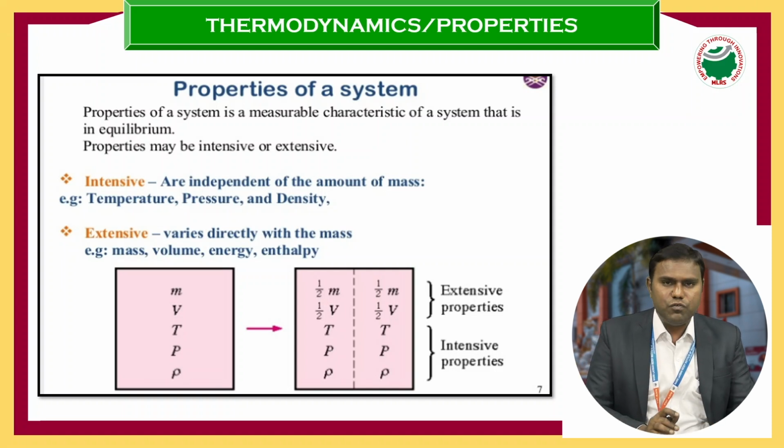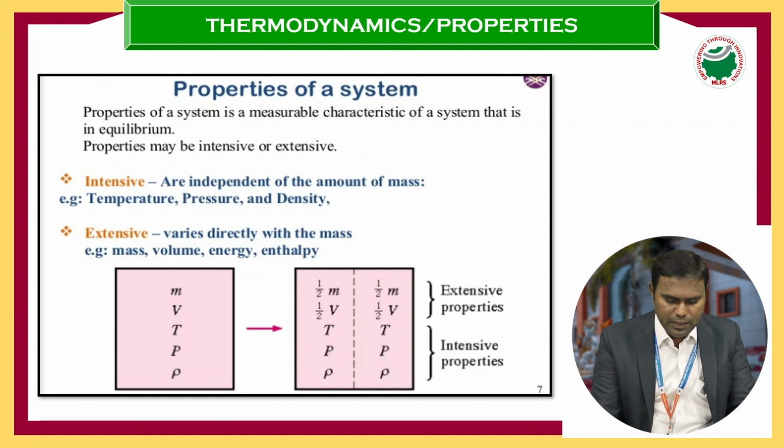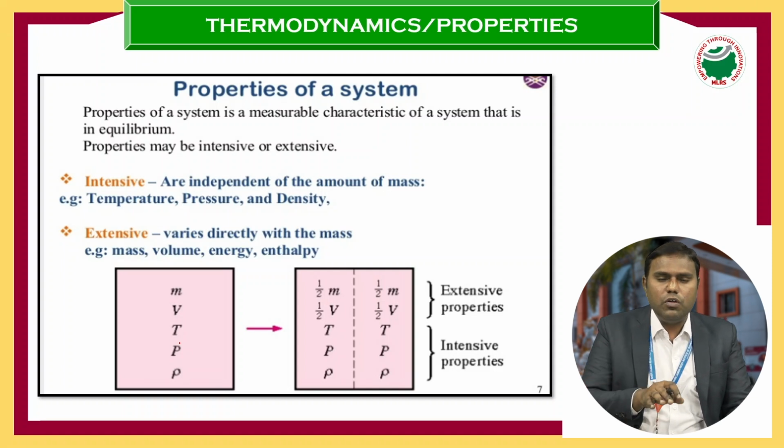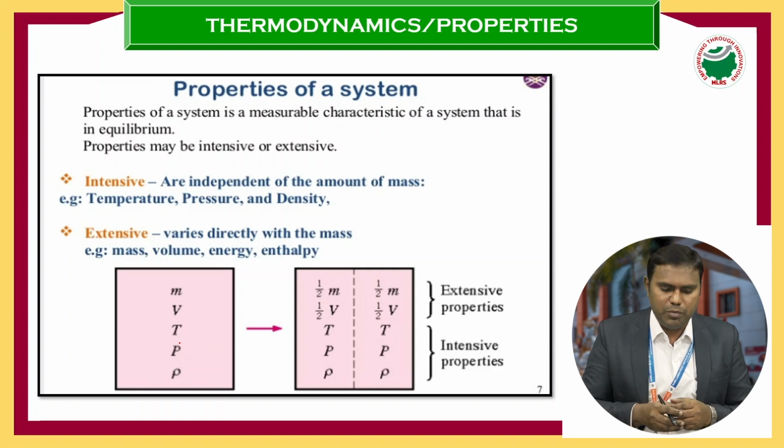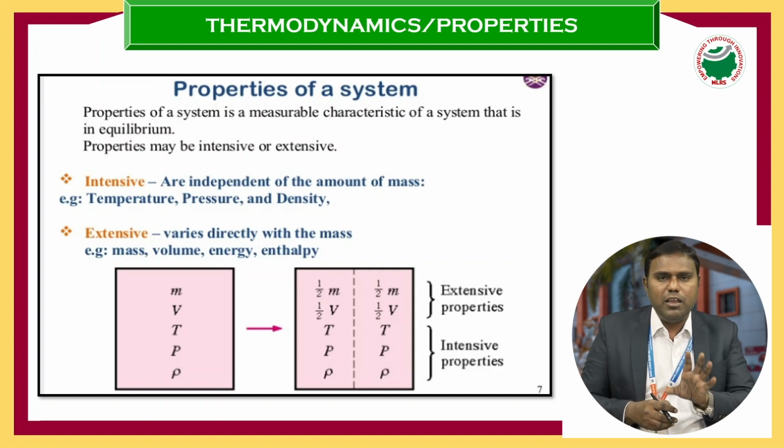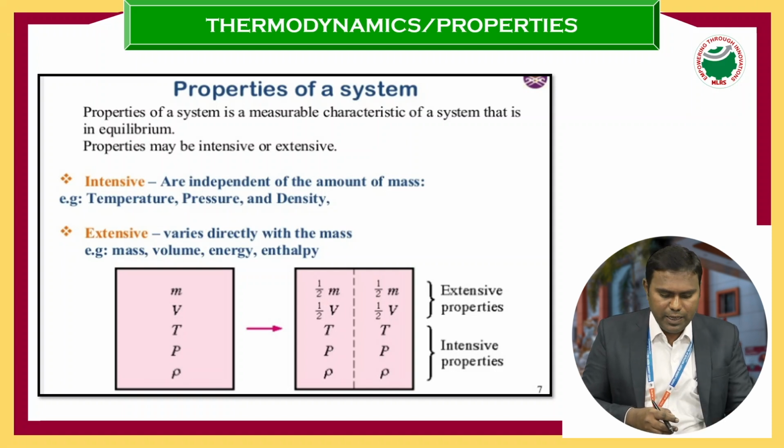If we consider a few properties like temperature, temperature does not depend upon mass. Pressure does not depend upon mass. So these are called intensive properties. Density does not depend upon mass, so this is also called an intensive property. Properties that depend upon the mass of your system are called extensive properties.